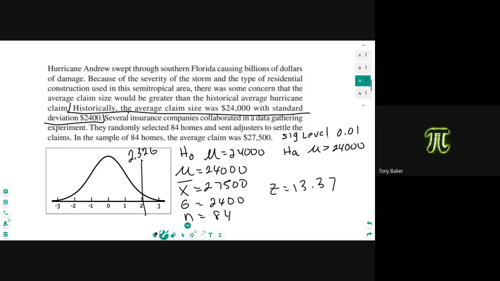Hurricane Andrew was probably before most of your time. It destroyed southern Florida in 1992. At the time, it was literally the most destructive hurricane to ever hit the United States in terms of monetary value. So it goes to show how it's way out there. So yes, the claims are definitely greater than the historical average. There's definitely significant evidence to show that. So we would reject the null hypothesis of the situation.